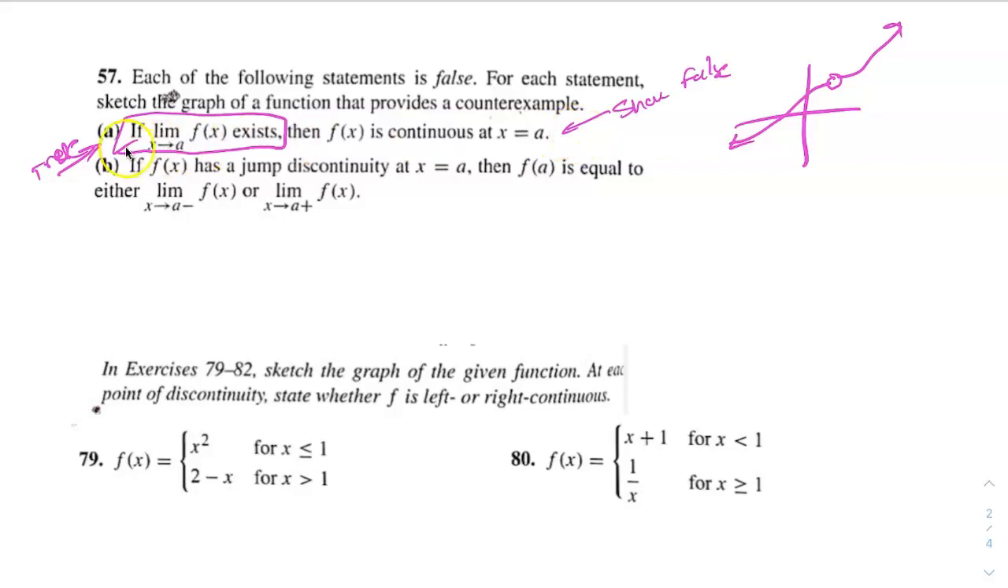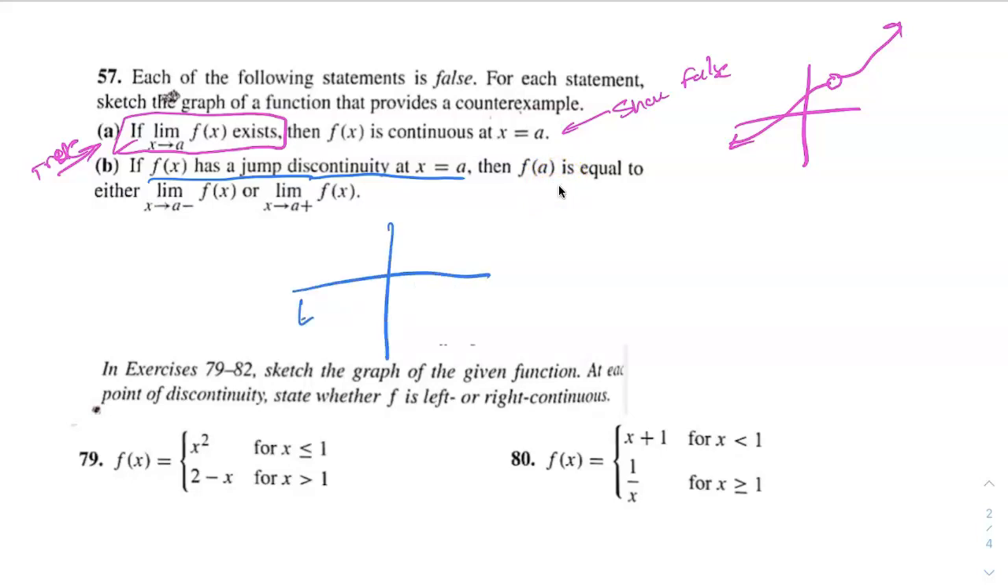B, similar idea. If f of x has a jump discontinuity at x equals A, remember that's the part we have to make true. So whatever we draw here has to have a jump discontinuity. Then f of A is equal to either the limit as x approaches A from the left or the limit as x approaches A from the right. So they're saying that if you do a jump discontinuity, one of the sides has to be filled in. That's all this is saying. That's not true.